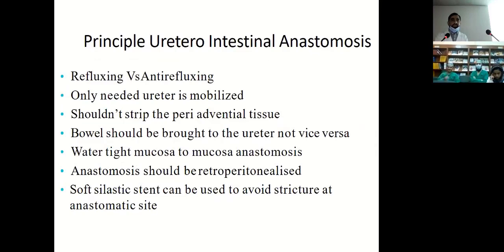The principles of uretero-intestinal anastomosis: refluxing versus anti-refluxing. Only the needed ureter is mobilized. Do not strip the periadventitial tissue. The bowel should be brought to the ureter, not vice versa. Watertight mucosa to mucosa anastomosis. The anastomosis should be retroperitonealized. A soft elastic stent can be used to avoid stricture at the anastomosis site.